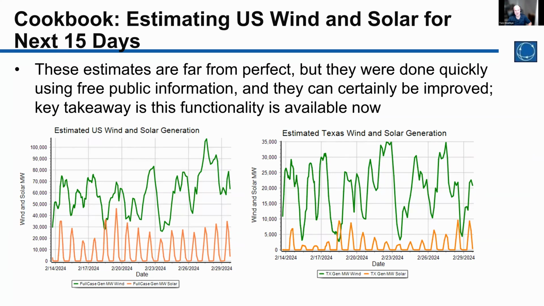But that's what we got for estimated U.S. wind and solar generation from today going forward for the next 15 days. And that's what we have for estimated wind and solar generation for Texas from today going forward, based on totally free public information. We certainly know this is far from perfect, certainly can be improved, and that gets into validation.